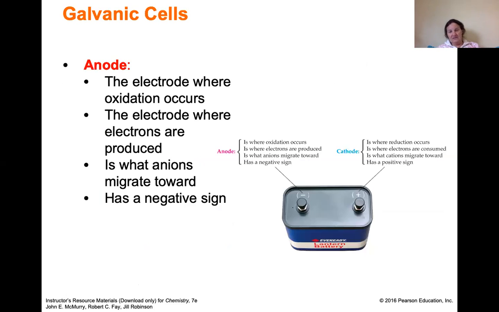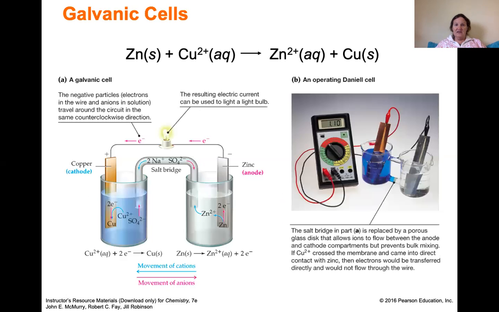So we need to learn some new terminology. And the first is, what's the anode? So the anode is the electrode where the oxidation occurs. So if we go back here, oxidation is the loss of electrons. So the anode was the chunk of zinc. That's the electrode where electrons are lost.